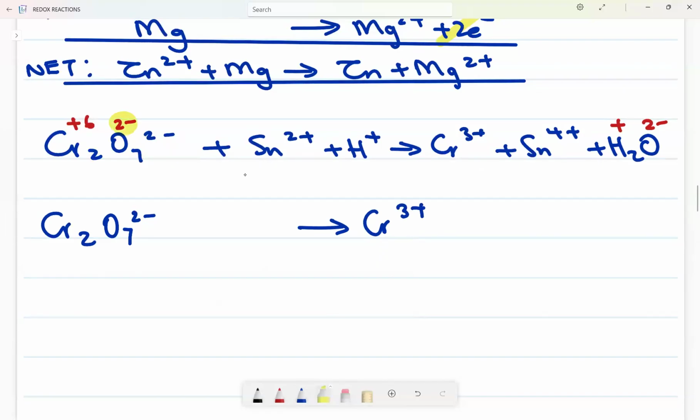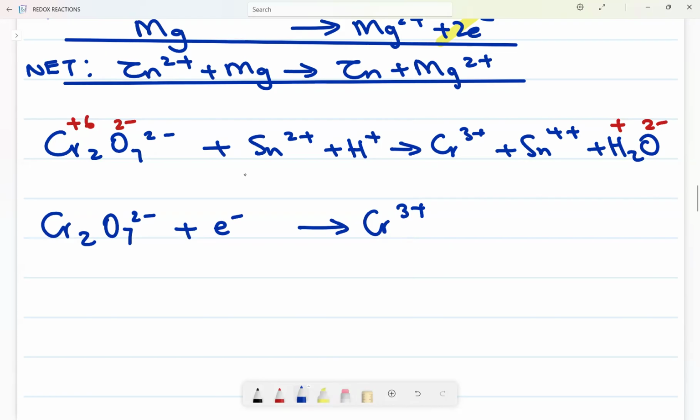Yeah, we know here oxygen remained constant, so it did not change again. So this one underwent reduction. We know that reduction is gain of electrons, so you gained electrons. But the question is, how many electrons?